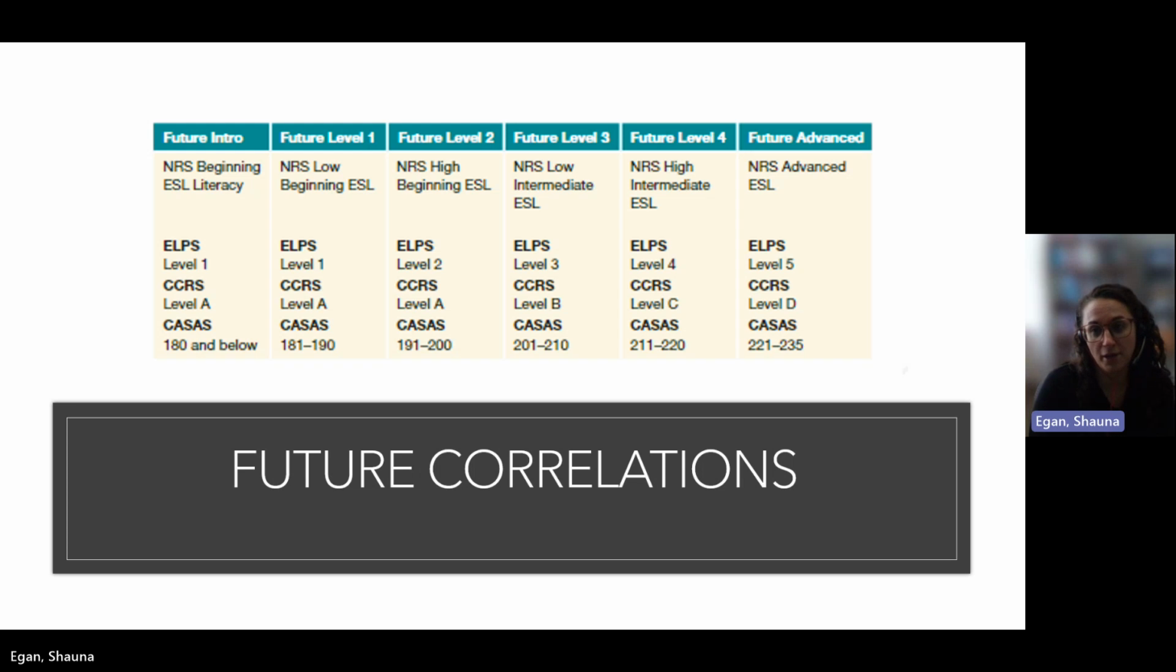This chart is in the front of all of the future textbooks. Take a minute to think about your class and the textbook that you use for teaching and get an idea of what level your students are at for both the English language proficiency standards, the college and career readiness standards, and also where their CASAS scores should fall. The CASAS scores guide us in placing students into the correct class, but the English language proficiency standards and the college and career readiness standards should help you to identify appropriate lesson content and appropriate materials to use in class.